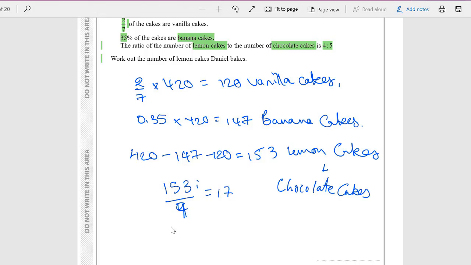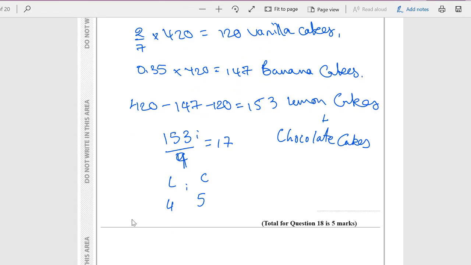And we know that lemon has 4 parts and chocolate has 5 parts. So it's going to be a simple case of 4 times 17 will give us the lemon, and then 5 times 17 will give us the chocolate. So this will give us 68. This will give us 85. So that means, since we wanted the lemon, the answer is 68.